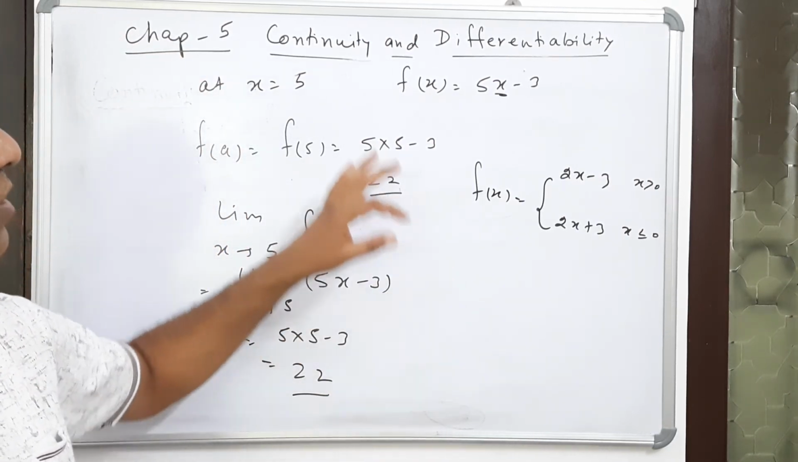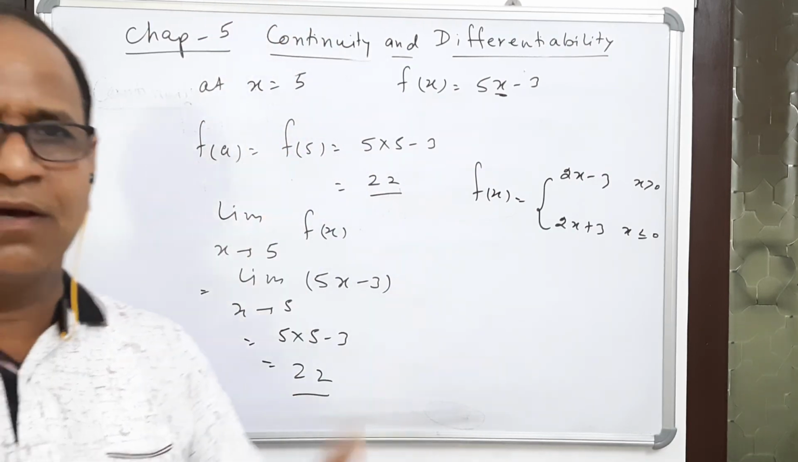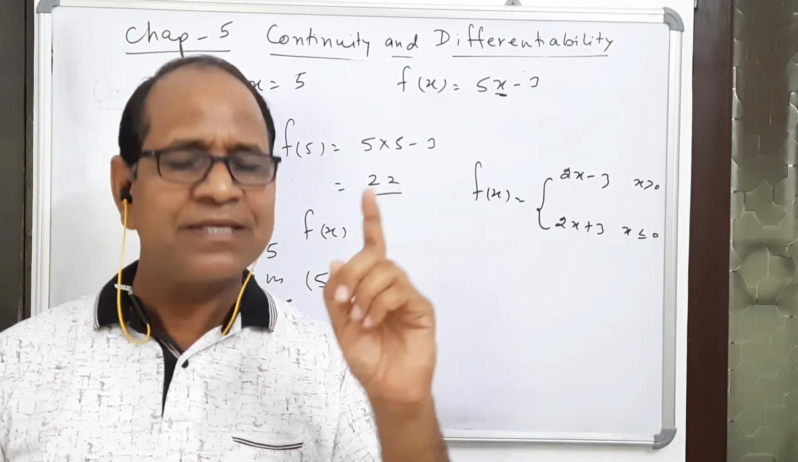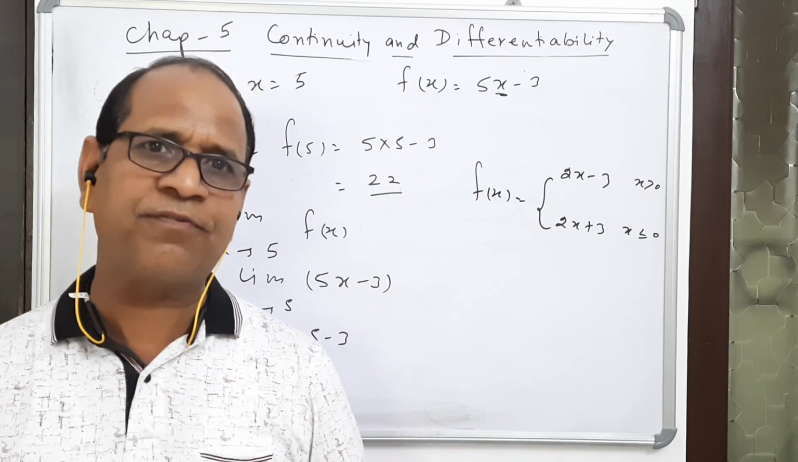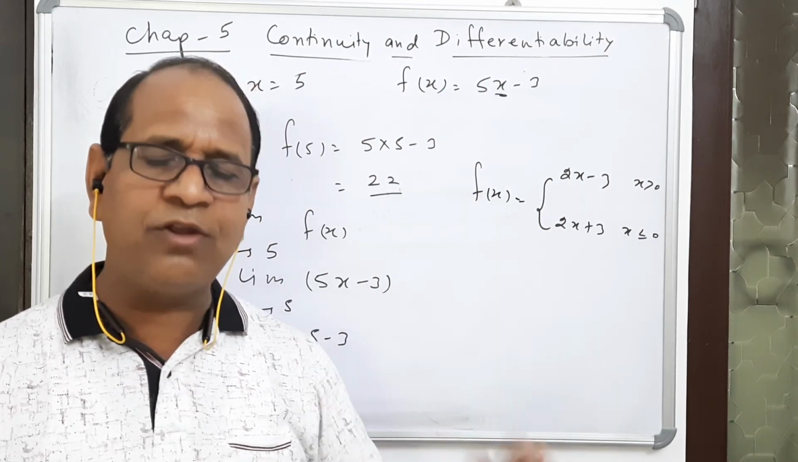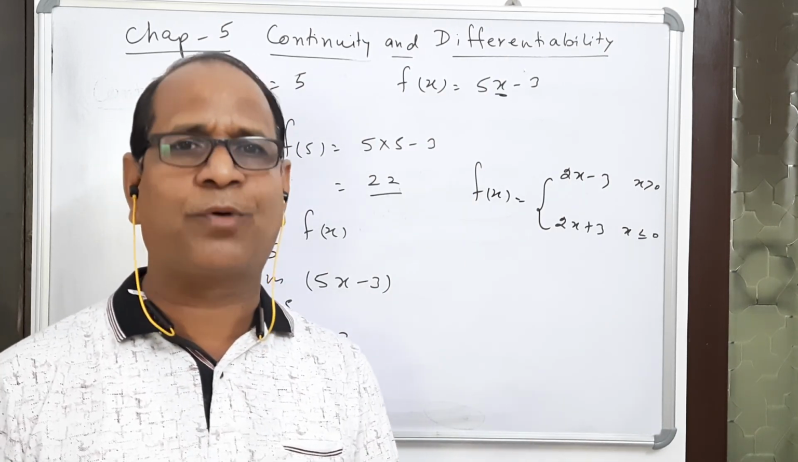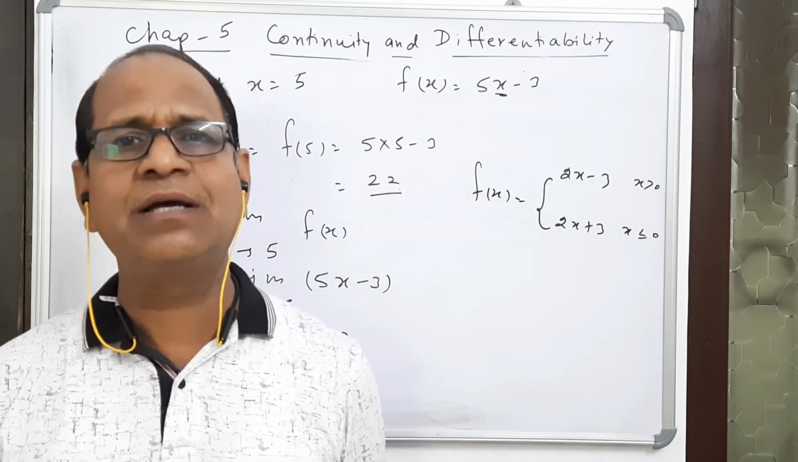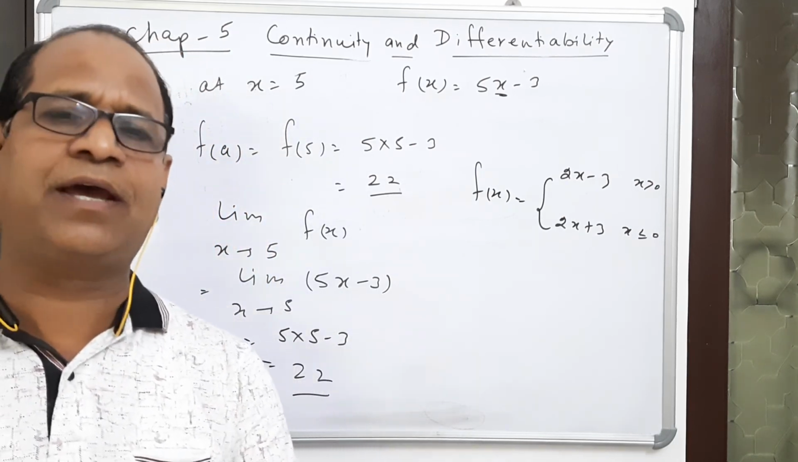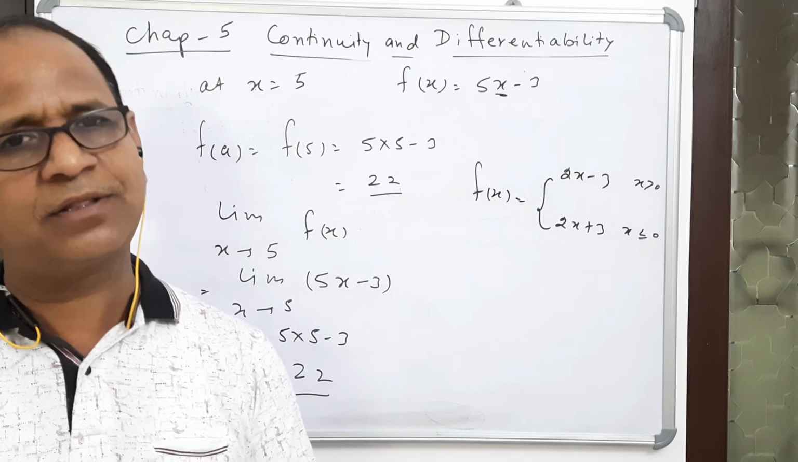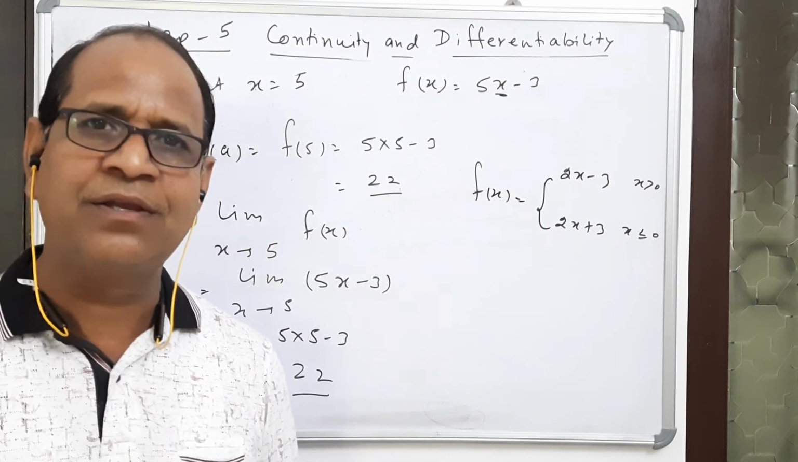But just now the important part is that a function is said to be continuous if the value of the function at that particular point is equal to the limit of the function at that particular point. Then we say that the function is continuous.